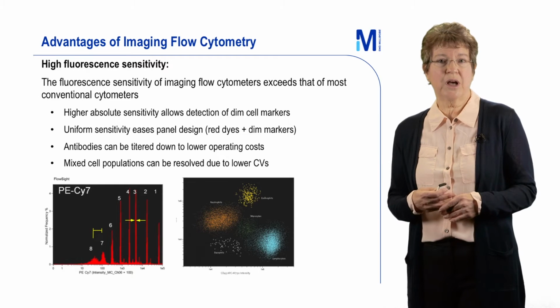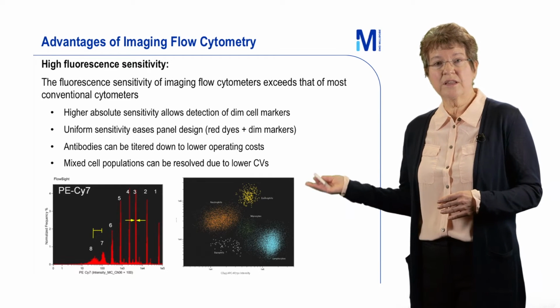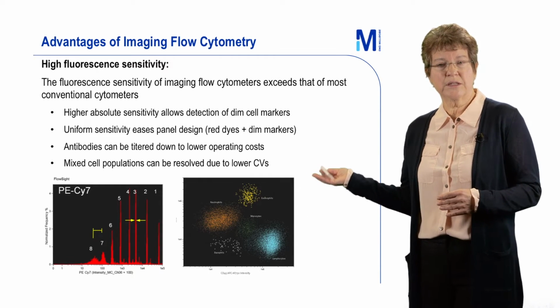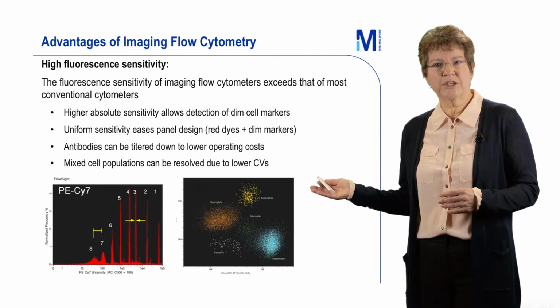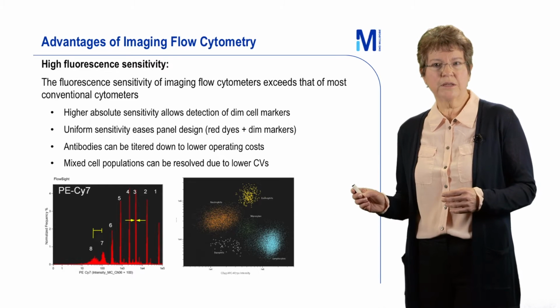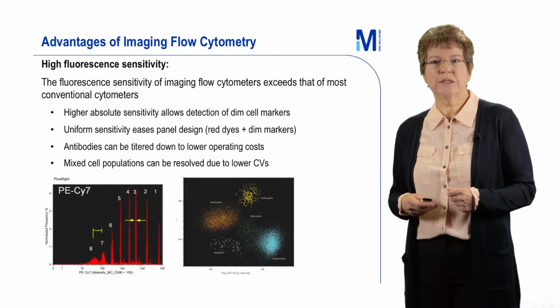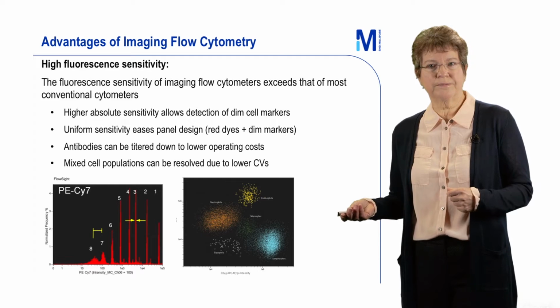As you can see in the plot on the left, this is an example of 8 peak beads. This happens to be run on the FlowSight. We have very low coefficient of variations, or CVs, very tight peaks. You can see all 8 peaks very well, even out in the red channel.